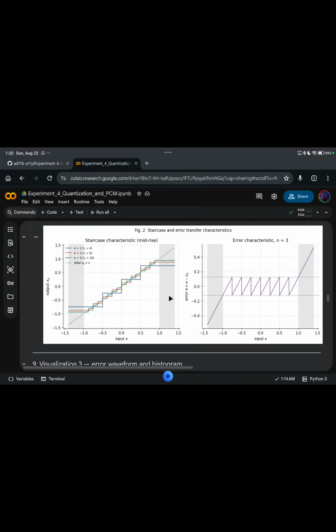The shaded regions outside -1 and 1 show the overload region. Signals entering these regions are clipped. The second graph shows the quantization error within the normal range. The error is limited approximately to minus delta by 2 to delta by 2.